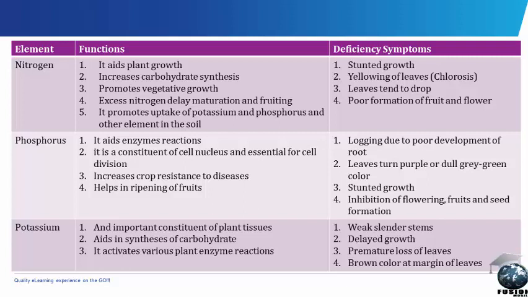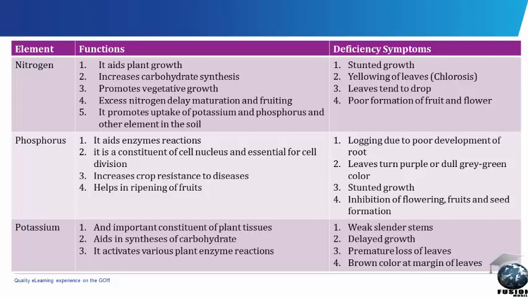Phosphorus helps to aid enzyme reactions. It is a constituent of the cell nucleus and it is essential for cell division. Phosphorus increases crop resistance to diseases and it helps in ripening of fruits.